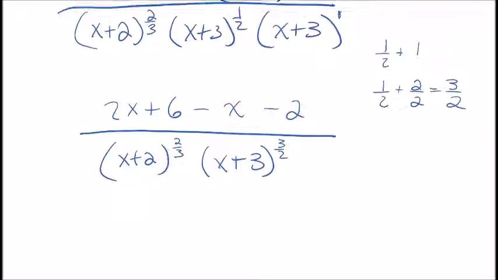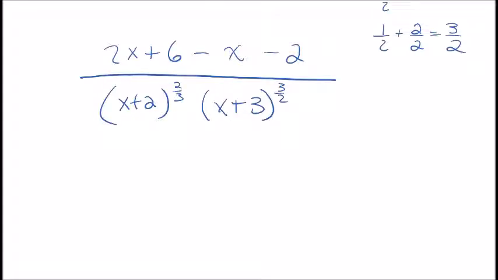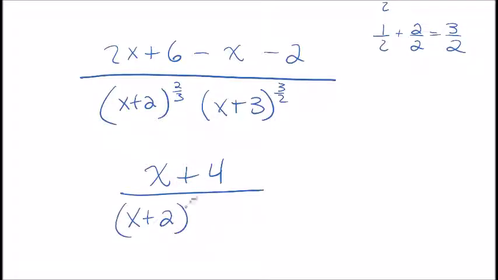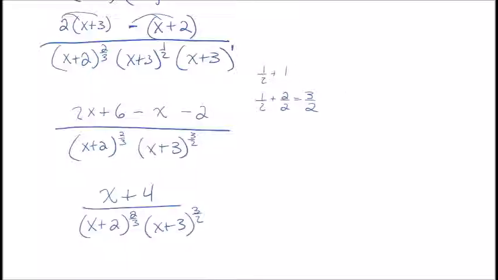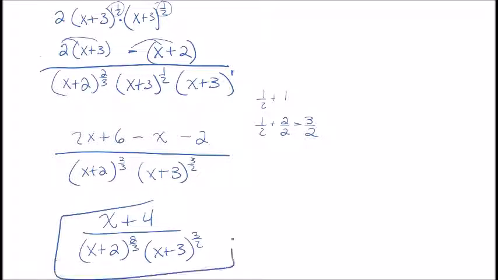And then finally, just simplify your numerator here by combining your like terms. 2x minus x is x. 6 minus 2 is 4. And then we're left with x plus 4 over x plus 2 to the 2/3 times x plus 3 to the 3/2. And that was what we were trying to simplify this to.